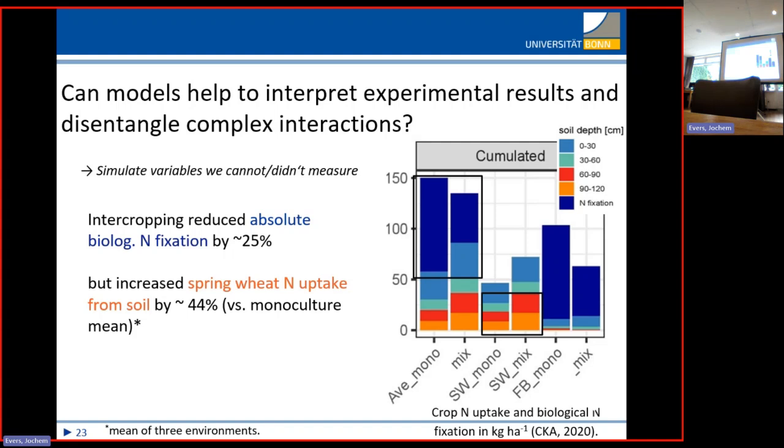So this is the average of the 2 monocrops, because we have a 1-by-1 substitutive design, right? So this is the expected N uptake and fixation, and it is 44% higher compared to the mixture. So this is not the graph that fits that number because it's just one environment. So I compare this bar with this bar here. Okay. So this bar is 44% lower than this bar if you look at the 3 environments.